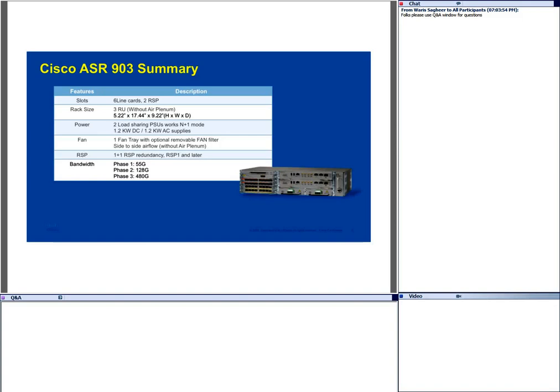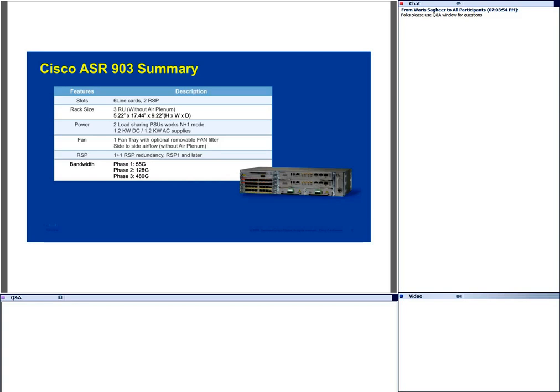Okay, that was much about 902. Let's talk about 903. Like I said, this is our first variant in the ASR900 family, right? In terms of size, the height, do make a note of the last digit of 902 and 903, because that really determines how tall the platform is. The 902 is 2RU, the 903 is 3RU, right? Now, how many IM or line card slots do we have? We have 6 line card slots, whereas in 902 it was only 4.